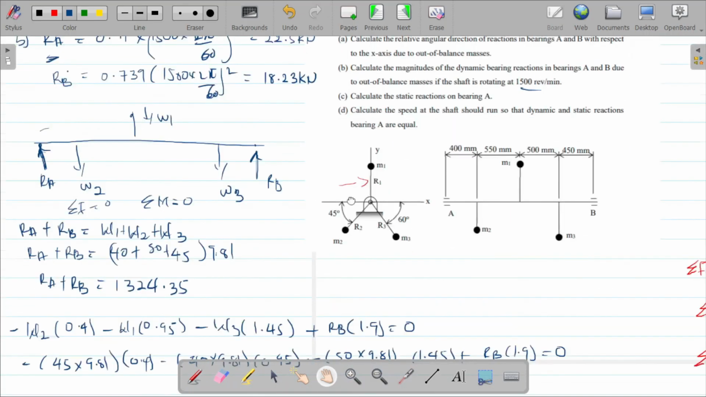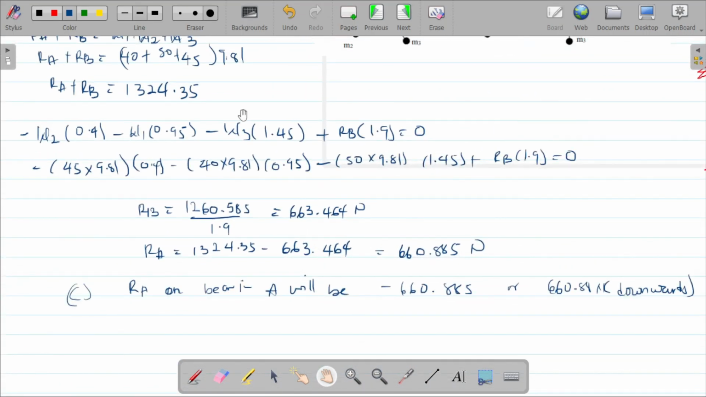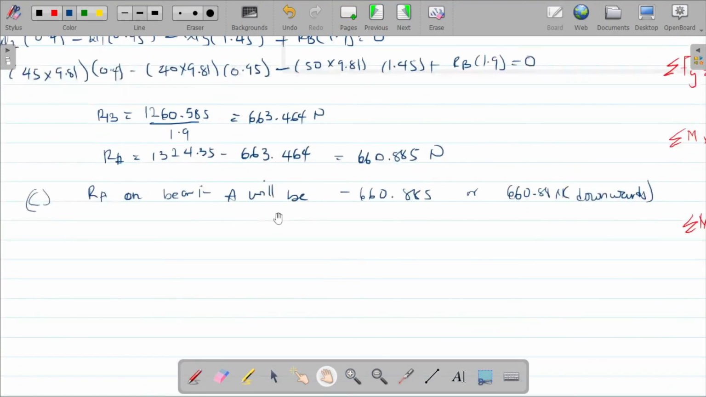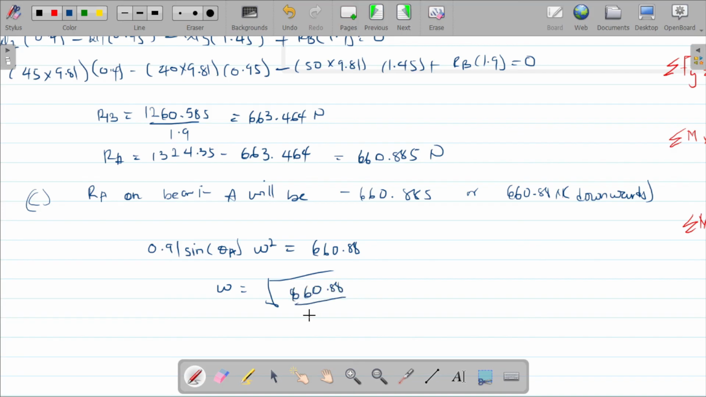So for us to equate them, we need to find the corresponding vertical components in this, because this static force is vertical, right? So what you're going to say is 0.91 sine theta A times omega squared should be equal to 660.88. So omega will be equal to square root of 660.88 all on 0.91 sine 34.4.